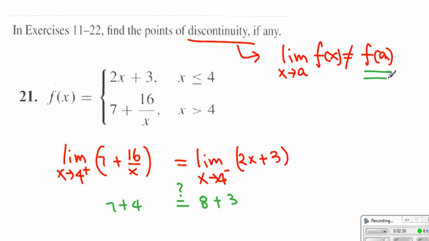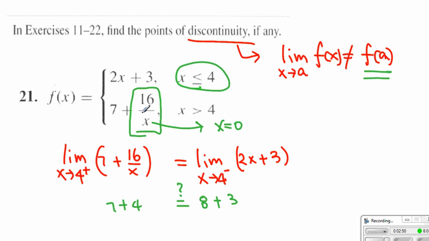Now, to check f of 4, we just redo the value here, and that is also equal to 11, so that is true. So 4 is not a point of discontinuity. Is there anything else? That's right, you might be concerned about this one. When x equals 0, this portion will not be continuous. But x equals 0 is not part of the domain that has been described, so it is excluded for that reason. So is there any point? No, there isn't any. The correct answer for the first question is none.